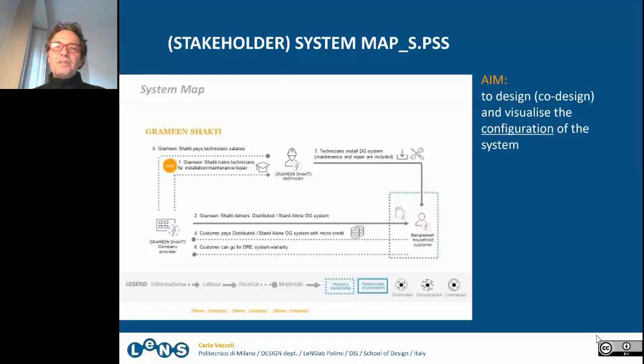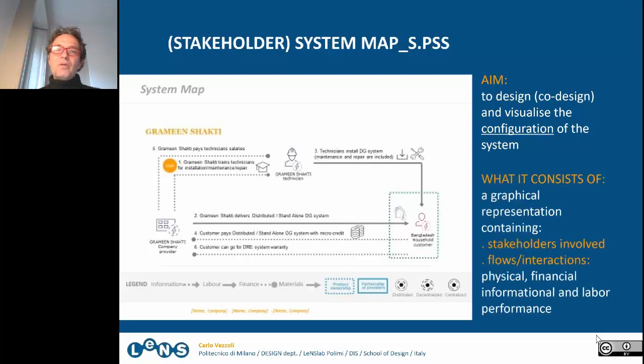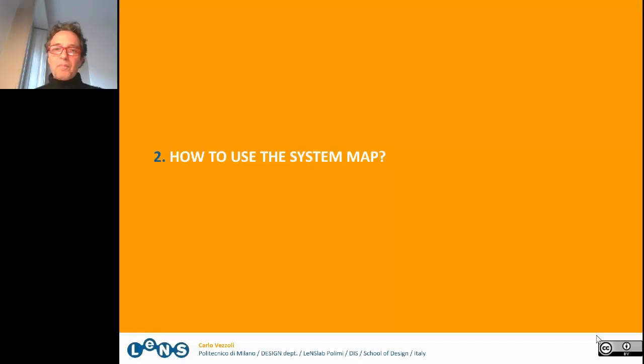So the aim in the description, actually the aim is that of design or co-design with different stakeholders and then visualize the configuration of the system. That means that we are defining which are the stakeholders, the elements of the system, and which are the interactions or the flows, either they are physical, financial, information, or labor flow.